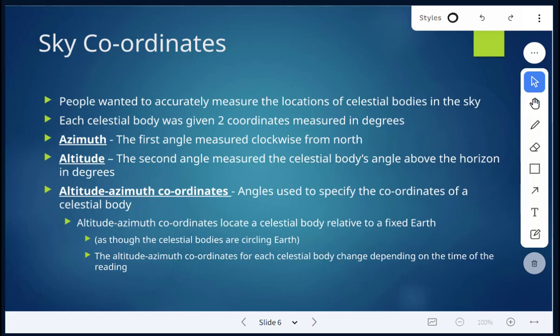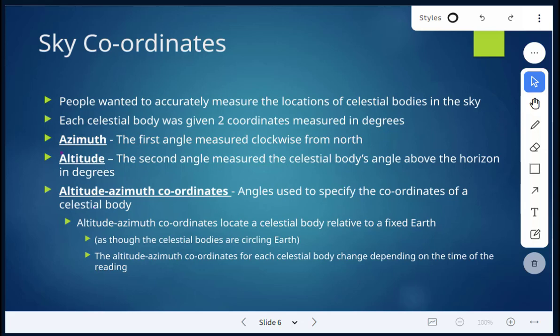So I'm just going to pause. So next we're just talking about sky coordinates. So people wanted to accurately measure the locations of celestial bodies in the sky, so they had to come up with more accurate ways. So each celestial body was given 2 coordinates measured in degrees.